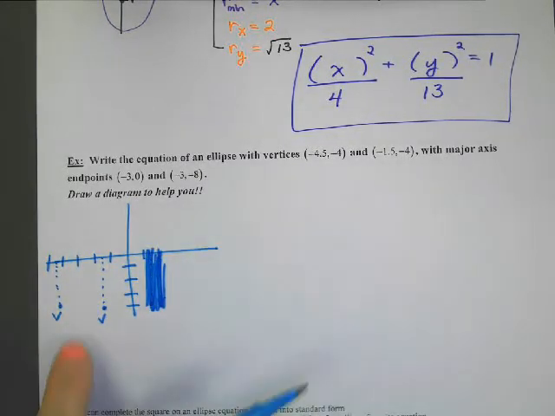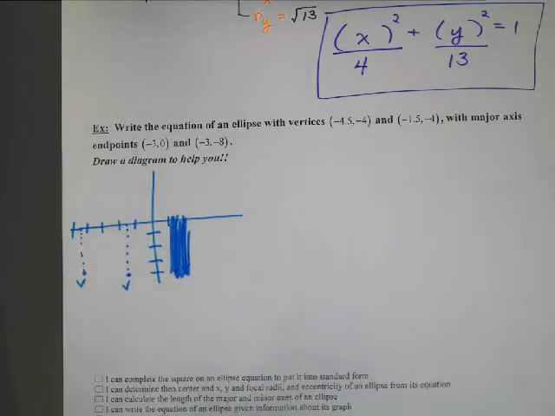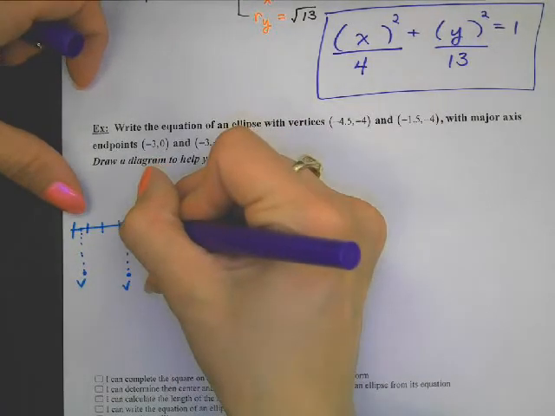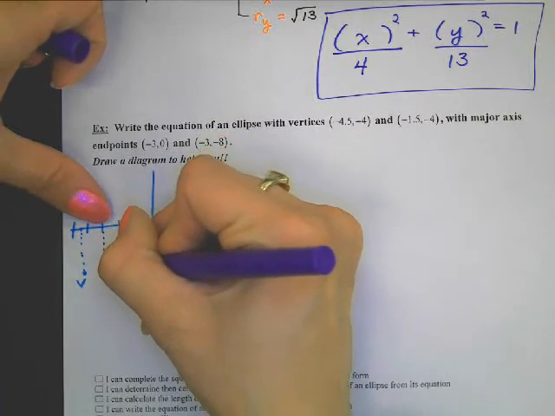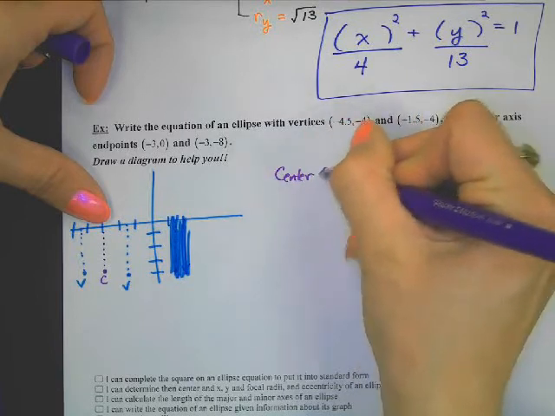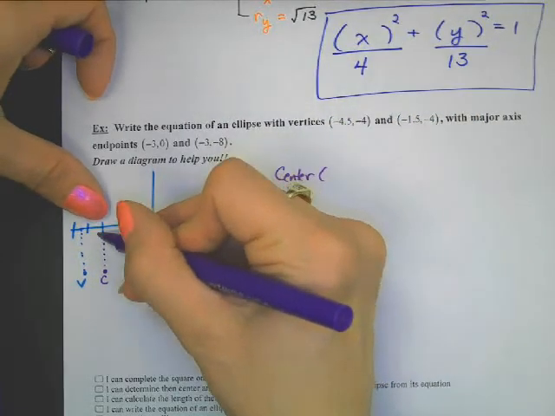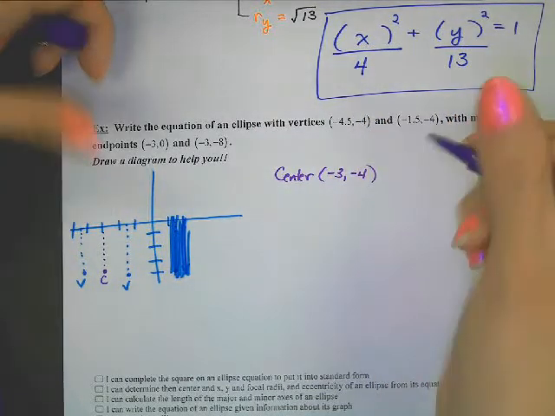Okay, looking at these vertices, we should be able to find the center, no problem. Some people insist on doing midpoint calculations. Some people just like to find the center with the picture, half unit over, 1 unit over. So the center must be right here, C for center. So the center is at negative 3, negative 4.